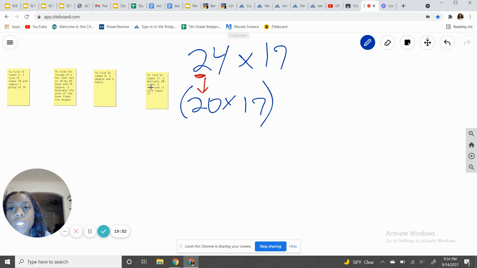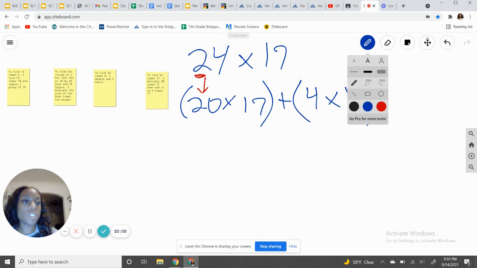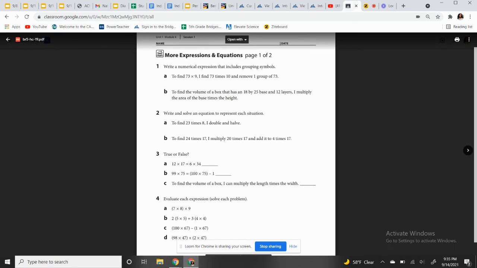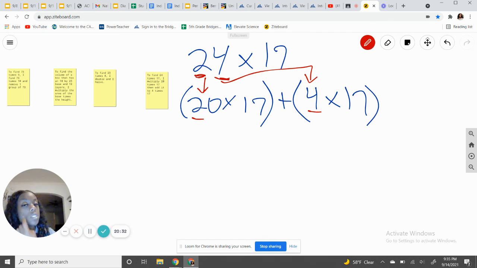So we're right here. 20 times 17. Then add it to 4 times 17. Where did this 4 come from? Right here in the ones place. So we've got the 2, which is actually a 20 because it is in the tens place, and the 4 in the ones place. We broke out 24. Now, hold on, let me make sure, are we solving this? We are. All right. So see how I keep going back and forth? You've got to make sure you do exactly what they're asking you to do so you can get full credit.